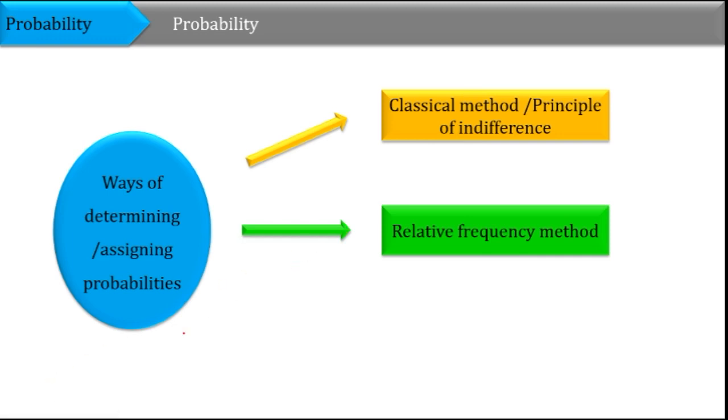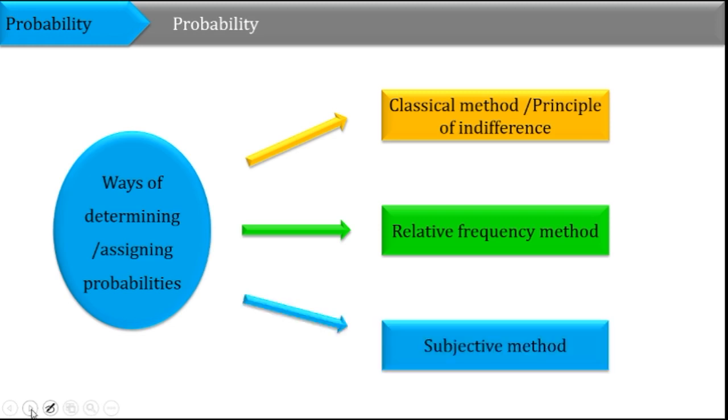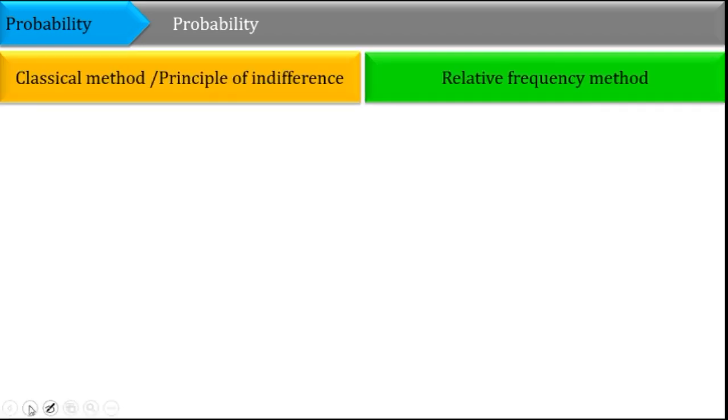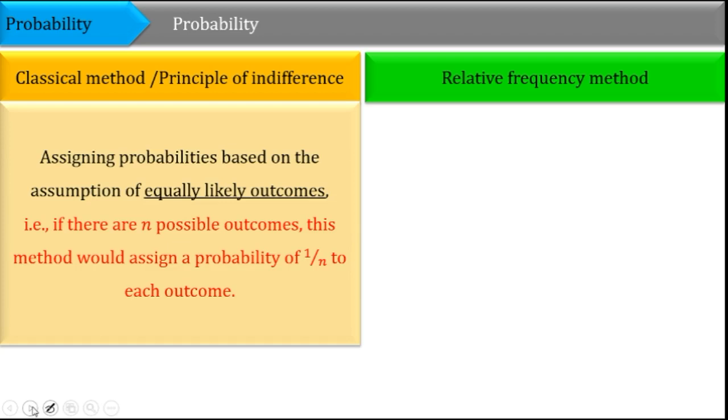The next one is the relative frequency method, which means that we perform an experiment and we get a sample space and then we count. And the last one is the subjective method, which is assigning probabilities based on prior knowledge or experience. Now, for our purposes, we'll only be looking at the first 2, the classical method and the relative frequency method. Right, now I'm going to compare them side by side so that you can actually see what happens.